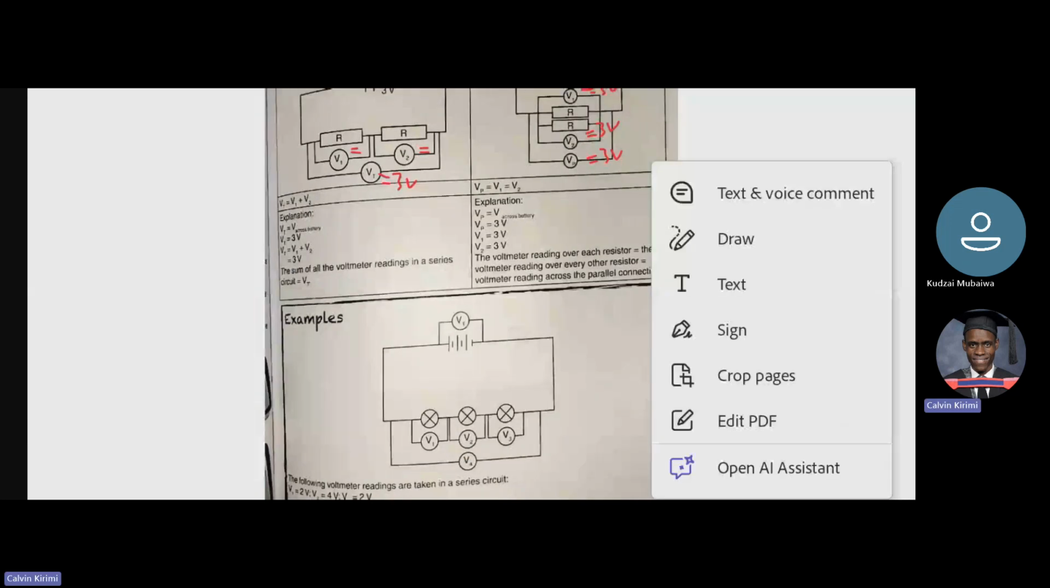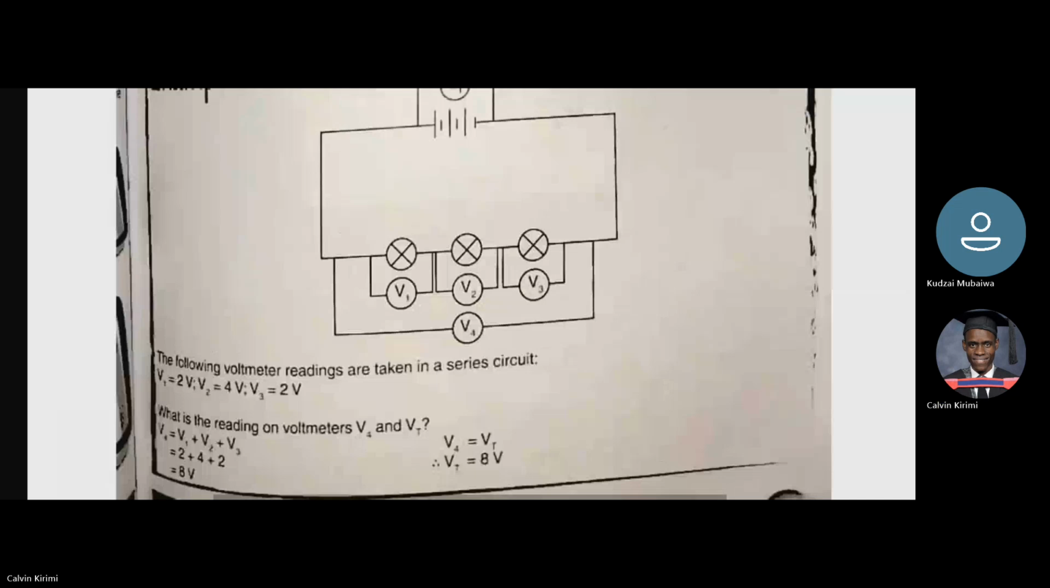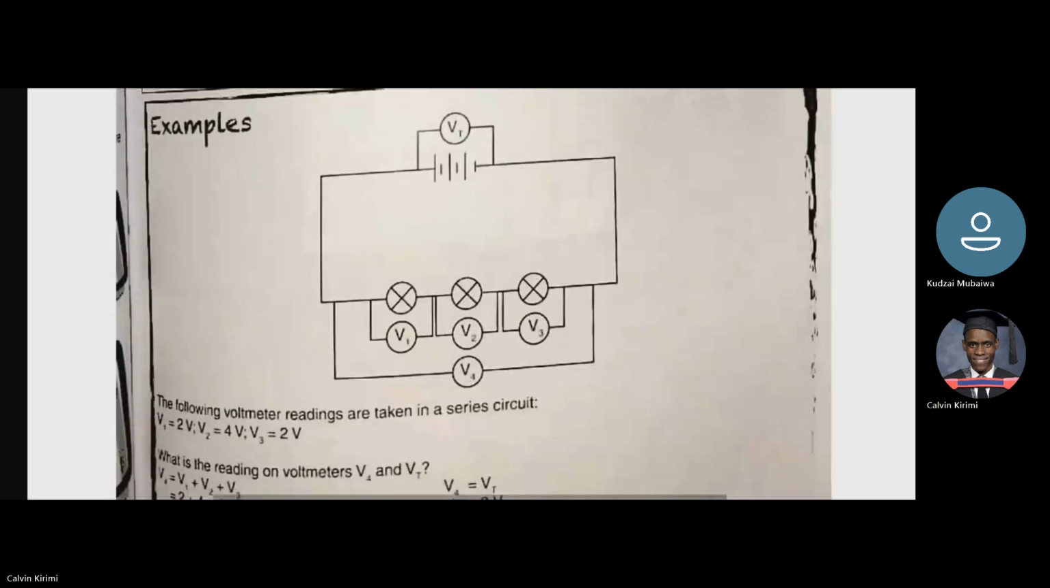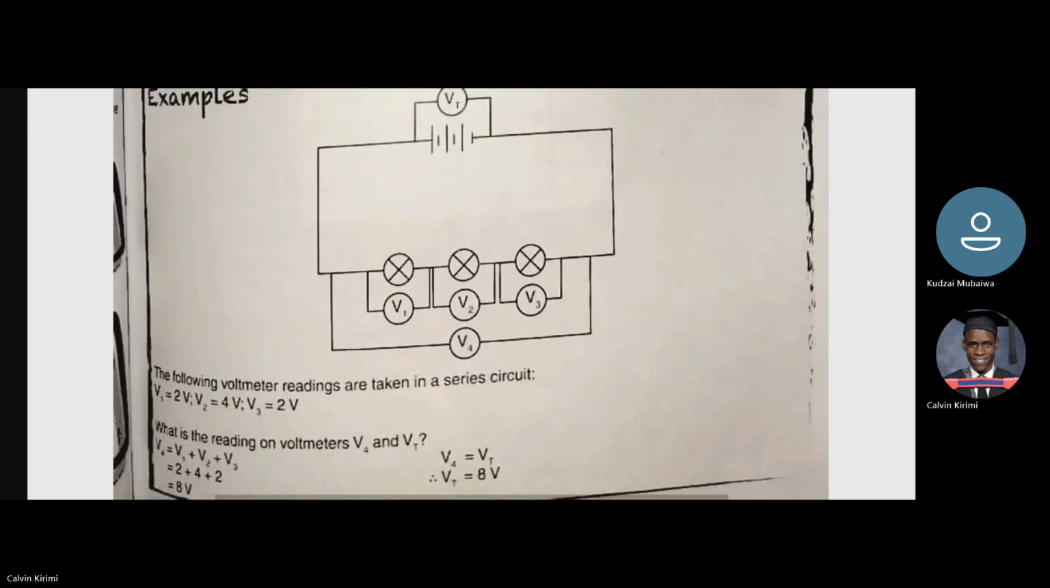And then they gave you an example. They are saying the following voltmeter readings are taken in series. If it's in series, they are saying V1 is 2 volts, V2 is 4 volts, V3 is 2 volts. What is the reading on V4 and V total? So what are we going to do here? Can I please quickly write it down?